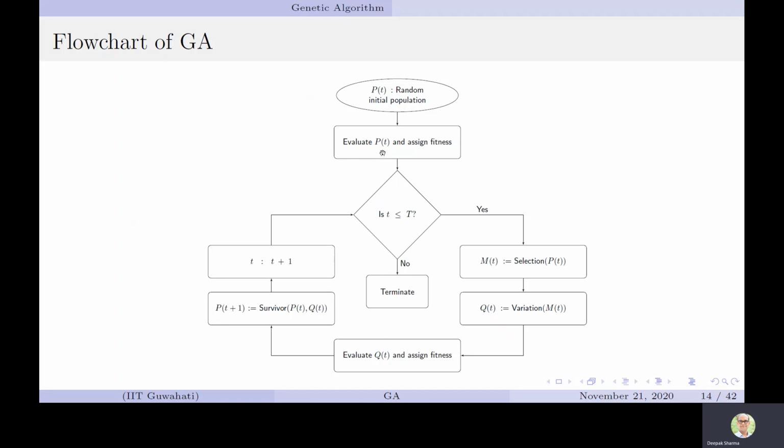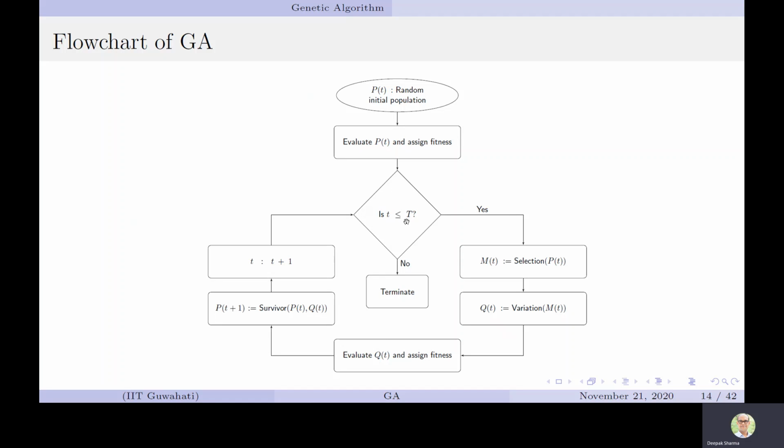So objective function evaluation means we are calculating the objective function, and then assigning a fitness means we are trying to find out which is better, which is average, which is not good. Once it is done, we are in the decision box. So t is the parameter which is called the generation counter, similar to the number of iterations. Here capital T represents the number of generations.